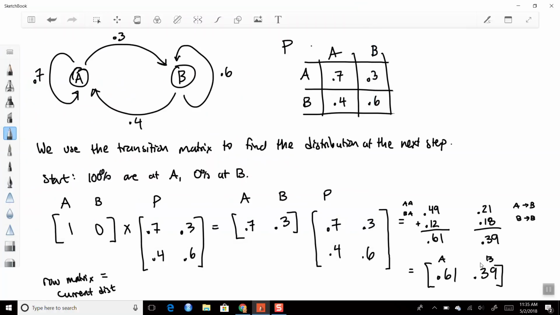Is that okay? By multiplying my current distribution by the transition matrix, I can see where things will end up. So this is going from A to A, and this is B to A, and this is A to B and B to B. Okay, is that all right? Does that make sense?